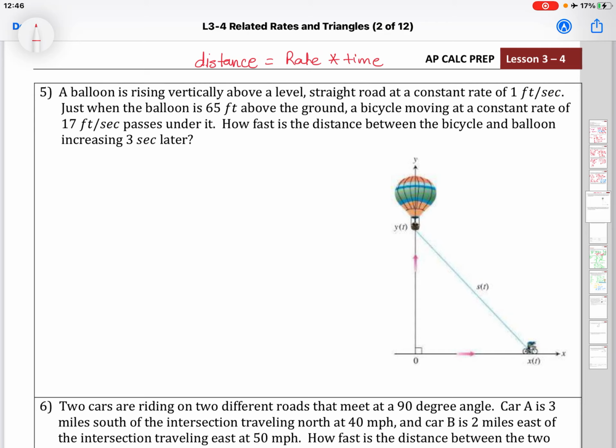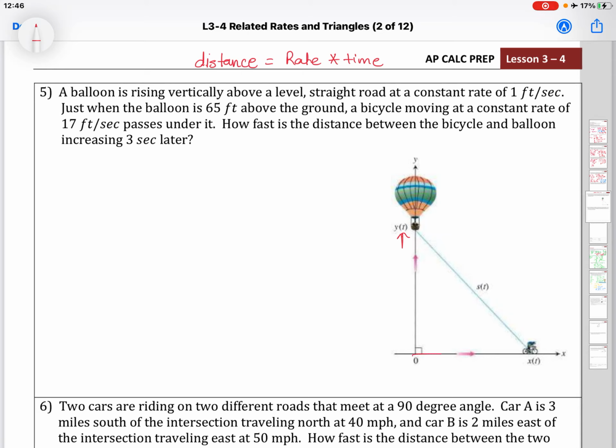Hey guys, I'm gonna do one more of the homework questions from lesson 3. This is number 5 on lesson 3. It says a balloon is rising vertically above a level straight road at a constant rate of 1 feet per second. So what's happening is this balloon is rising up, it's going up at a rate of 1 feet per second.